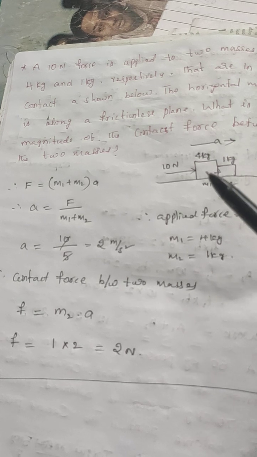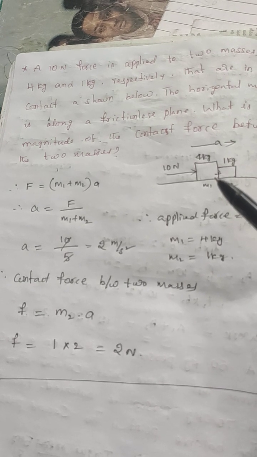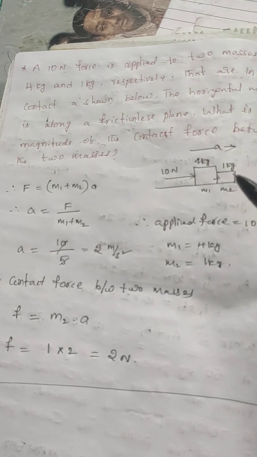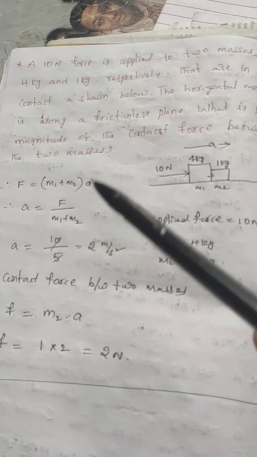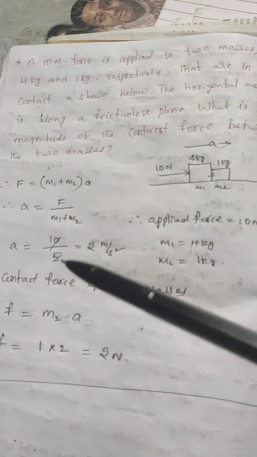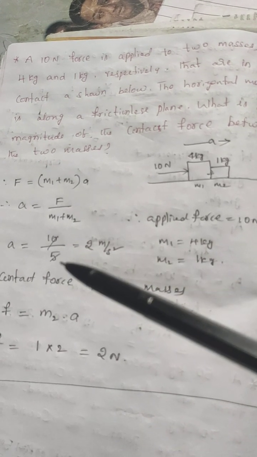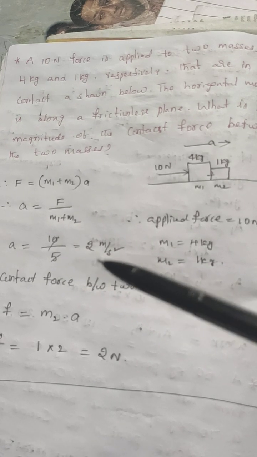Next, the contact force. How will we find the contact force? It is the contact force in between the two masses only. Contact force means the last mass into acceleration. We will take the contact force formula as m2 into acceleration. The acceleration we have to find using this formula. Total applied force is 10, total mass is 5. 5 twos are 10. Acceleration is 2 meters per second squared.